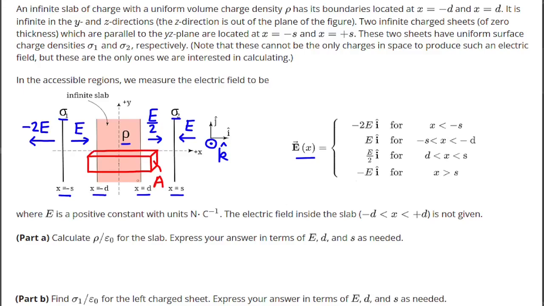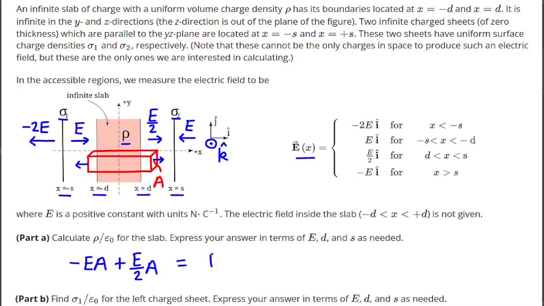So using Gauss's law, the electric flux through the left surface is minus E times A, because the electric field is in the opposite direction to the normal to the surface, and on the right hand side we have plus E on 2 multiplied by A. So the electric field is in the direction of the normal to the surface, so we get a positive flux, and that's equal to the volume of charge enclosed in the surface.